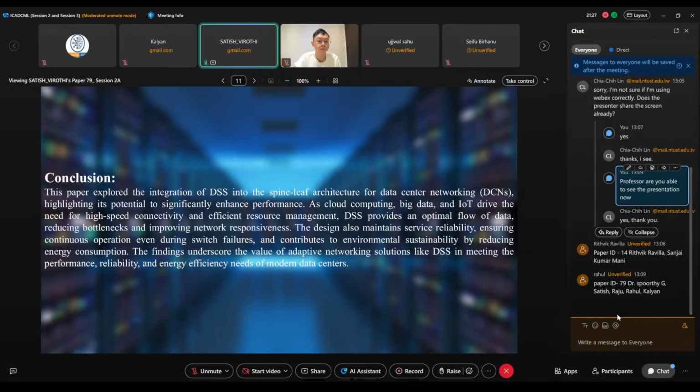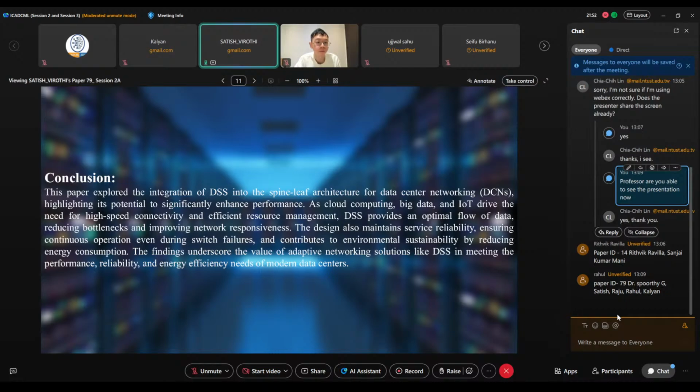And then in conclusion, our research explored the integration of dynamic spine scaling in spine-leaf architecture for data center networking. These findings demonstrate that DSS significantly enhances performance by ensuring optimal data flow, reducing bottlenecks, and improving network responsiveness. This approach also maintains service reliability, allowing continuous operation even during switch failures, which is critical for highly demanding environments.